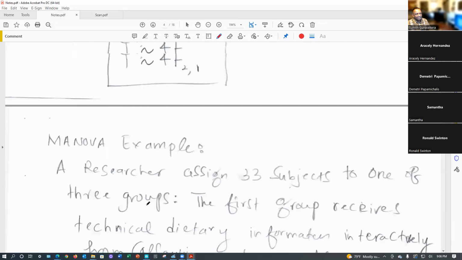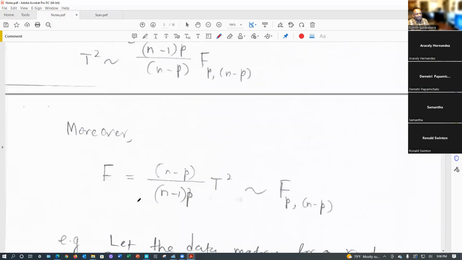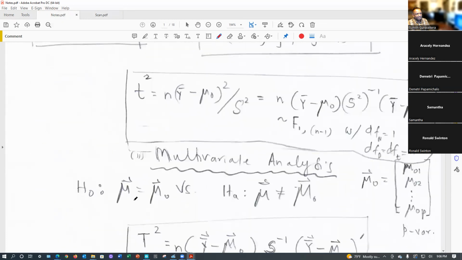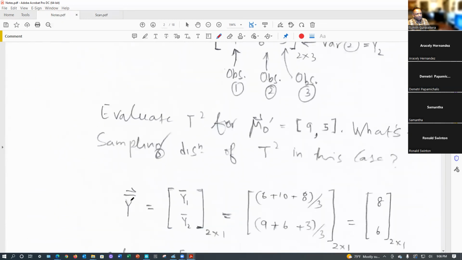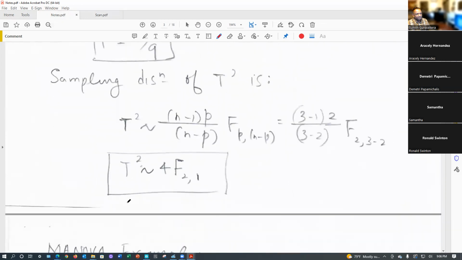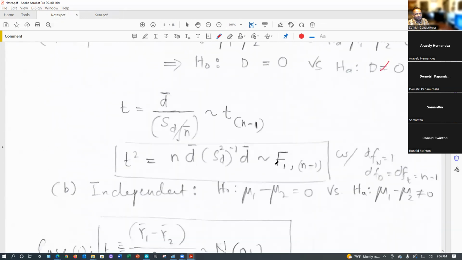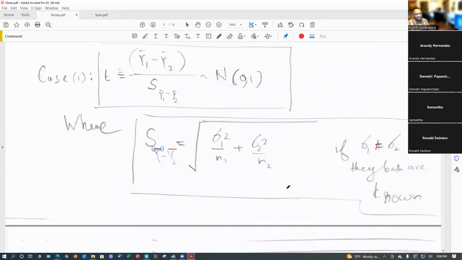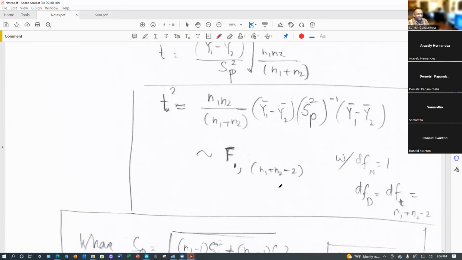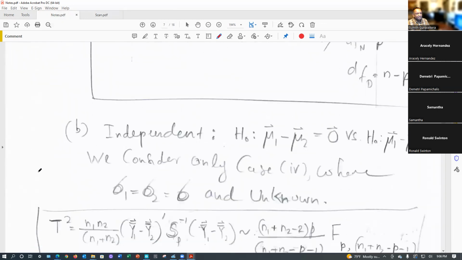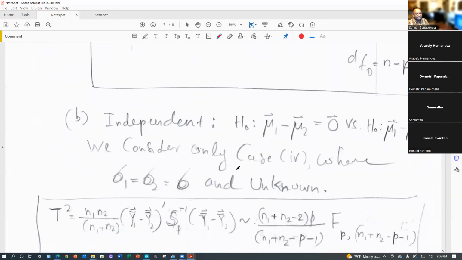In the univariate case, under the dependent one, when you have two groups, you saw this 1 and n minus 1. That is easily derived from the multivariate case. It's consistent.